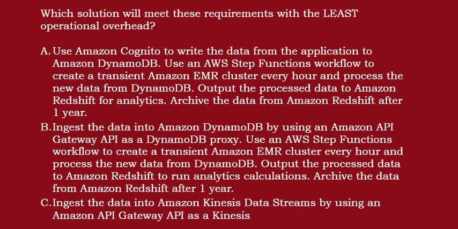Option B. Ingest the data into Amazon DynamoDB by using an Amazon API Gateway API as a DynamoDB proxy. Use an AWS Step Functions workflow to create a transient Amazon EMR cluster every hour and process the new data from DynamoDB. Output the processed data to Amazon Redshift to run analytics calculations. Archive the data from Amazon Redshift after 1 year.